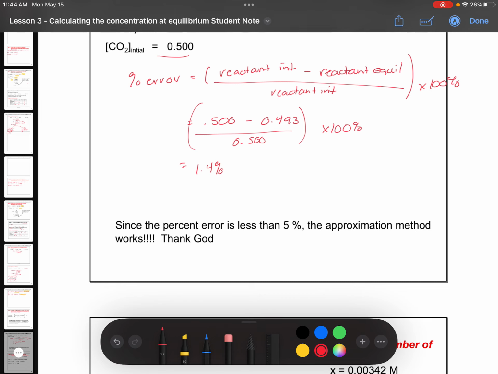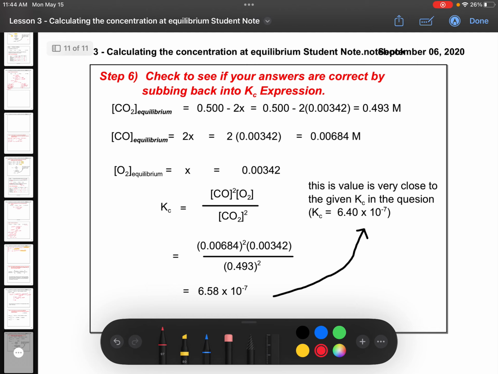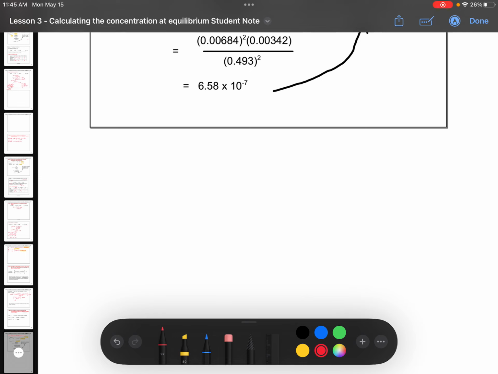We know that this method works, thank goodness, because we did all that work. And unfortunately, that is what's going to happen. You have to do all the steps, and then sometimes it doesn't work, and you have to use a different method. So it worked. We can continue. So we're going to use the value to solve for x using our information. And we did this already, obviously, because we were able to round the appropriate numbers and values. And then step 6 is check your work. So plugging the values that we have found back into our Kc, it is pretty darn close. So therefore, we know it is correct.